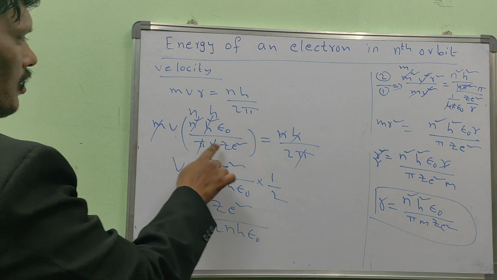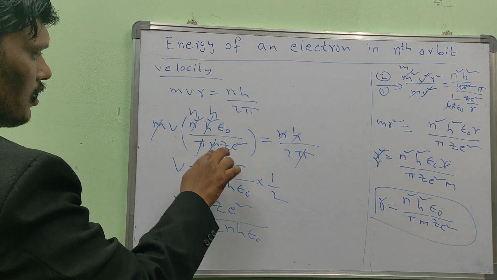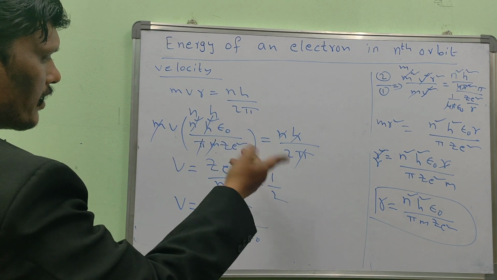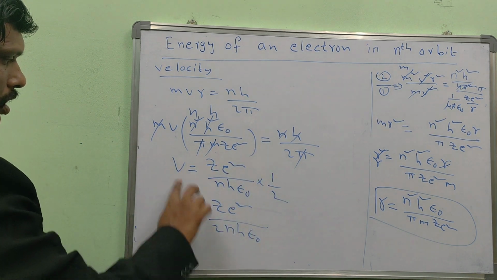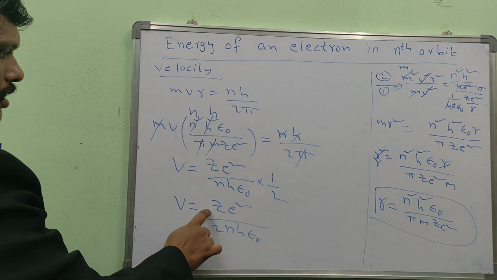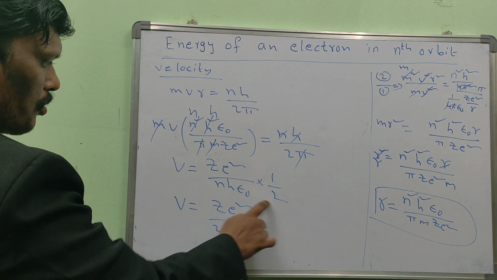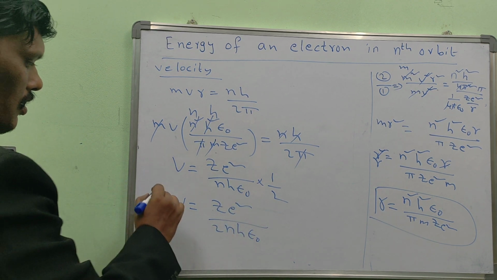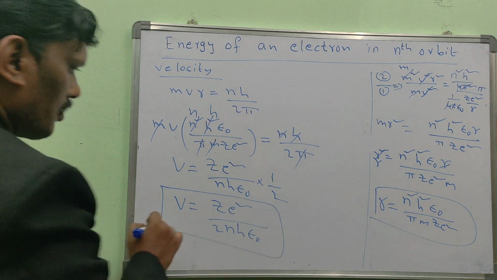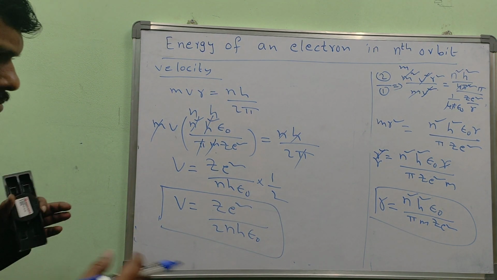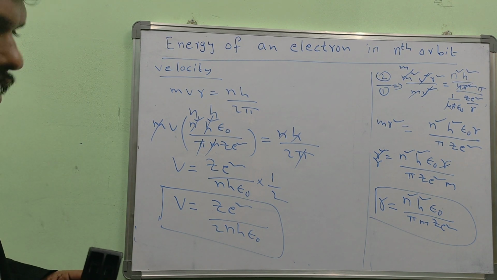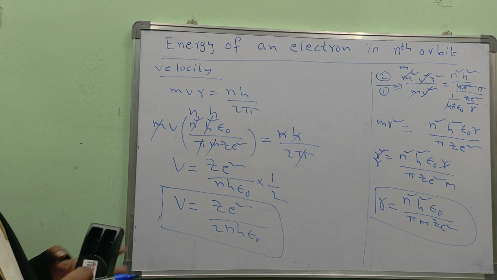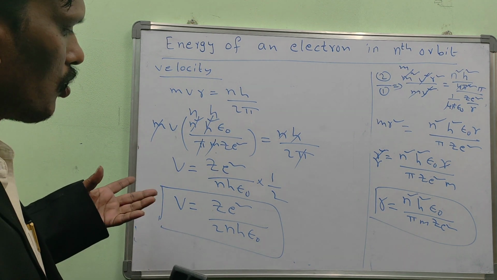Here nh epsilon naught in the numerator, Z e square in the denominator, transposing to the other side gives the reciprocal, Z e square by nh epsilon naught. Here already 1 by 2 is there, so 1 by 2. Then what is the velocity formula? Z e square upon 2 nh epsilon naught. So this is the velocity equation. And by using these two, we are going to calculate the energy of the electron in nth orbit. That is kinetic energy, potential energy, and total energy.